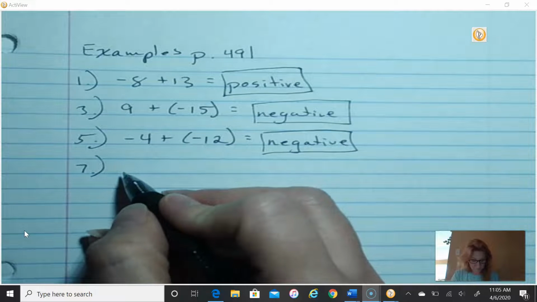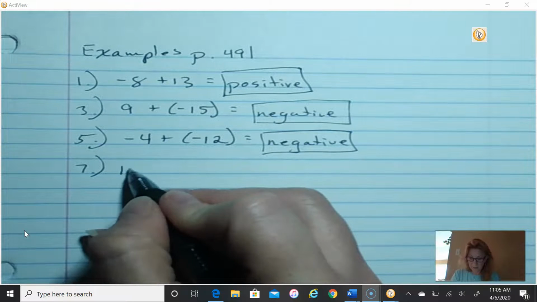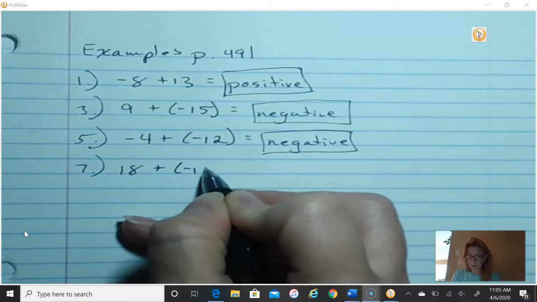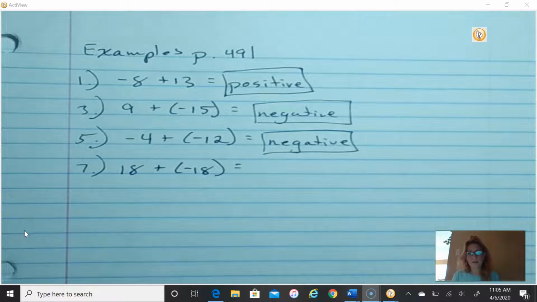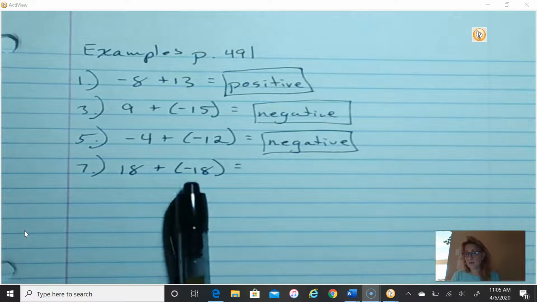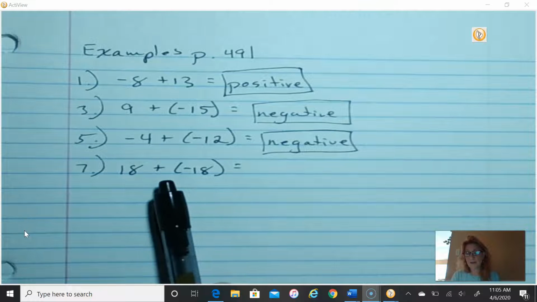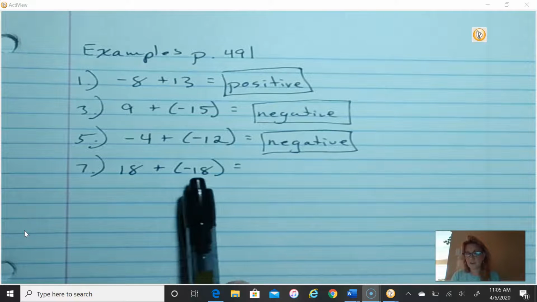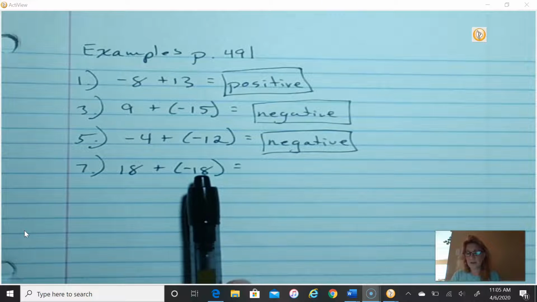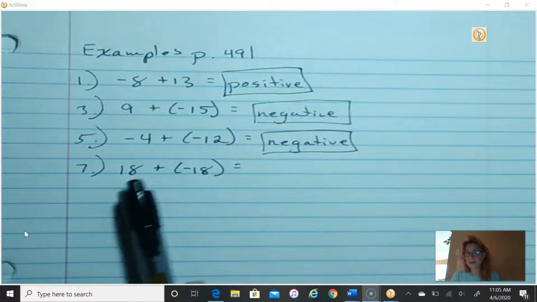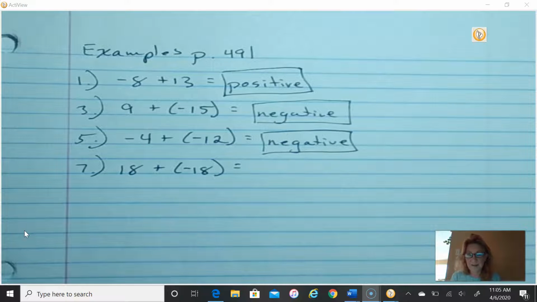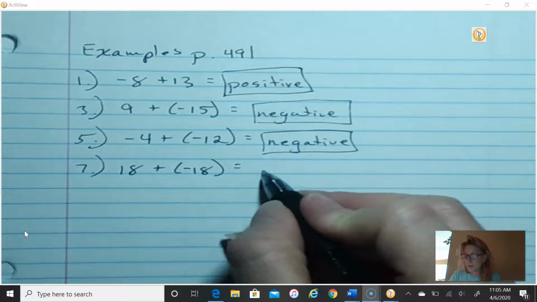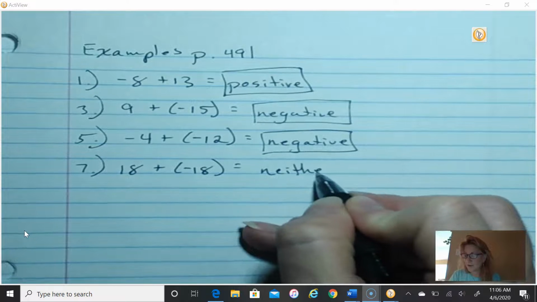7. I have 18 plus negative 18. Signs are different, right? So you'd be subtracting, correct? And you'd take the sign of the largest digit, but they're both the same. Well, guess what? 18 minus 18, what is that? That's 0. So then your answer is neither.